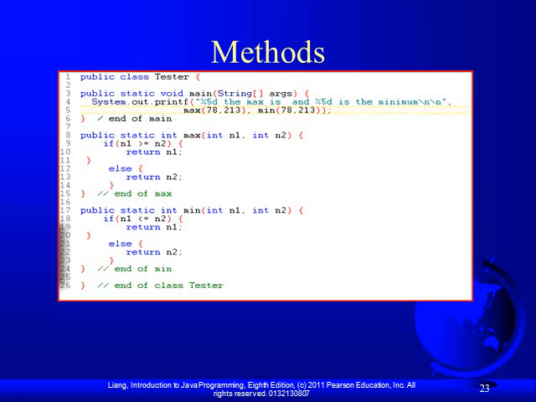The key point is that functions must be defined within the class boundary. So my functions must be defined within tester, right? So this class has 3 methods: main, max, min. Their order is unimportant. They all have their own set of enclosing braces to delimit the beginning and the end of the method.